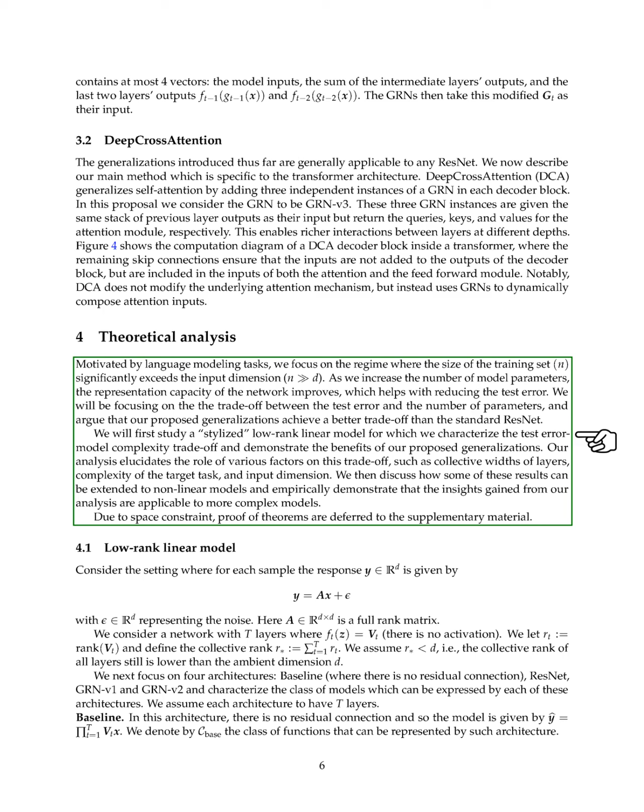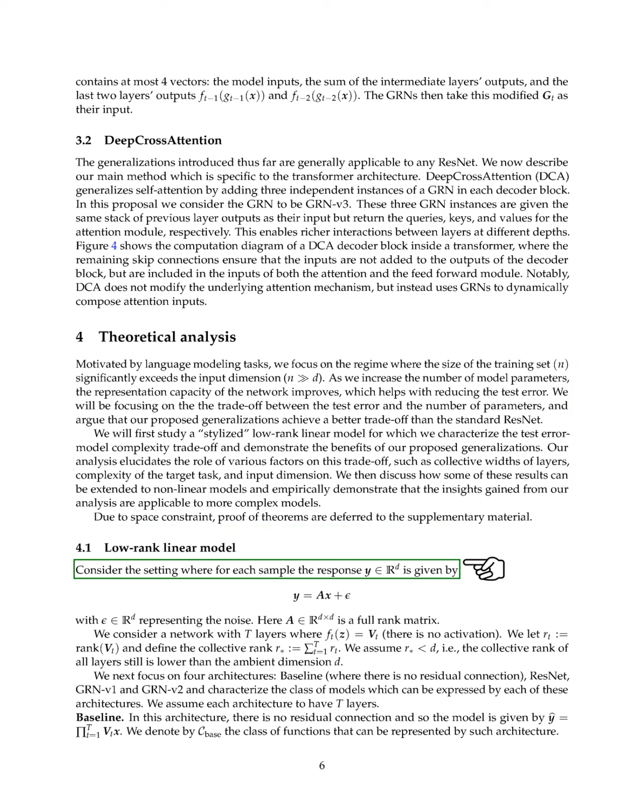We begin by exploring a simplified low-rank linear model to understand the relationship between test error and model complexity, highlighting the advantages of our proposed generalizations. Our analysis clarifies how various factors, such as the collective widths of layers, the complexity of the target task, and the input dimension, influence this trade-off. We will also discuss how some findings can be applied to nonlinear models and provide empirical evidence that supports the relevance of our insights for more complex models. Due to space limitations, we will include the proofs of our theorems in the supplementary material.